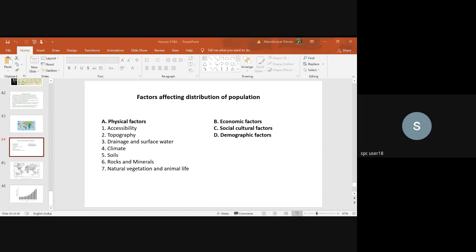Let us be educated about it, and let us control our population at the best. Yes, we are controlling it, but there are difficulties as such. So this is how governments are tending to affect distribution of population as such.